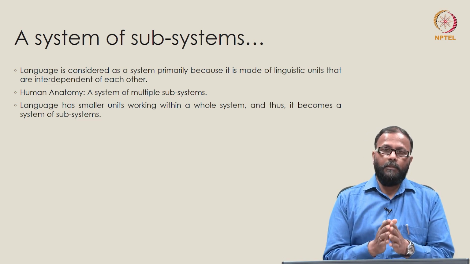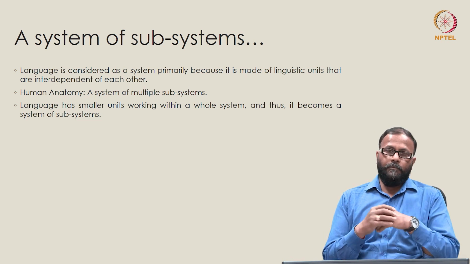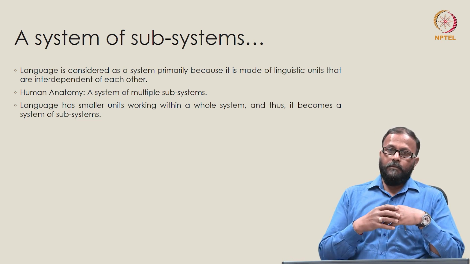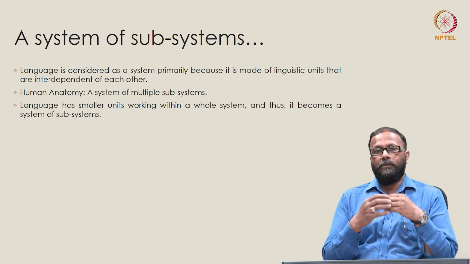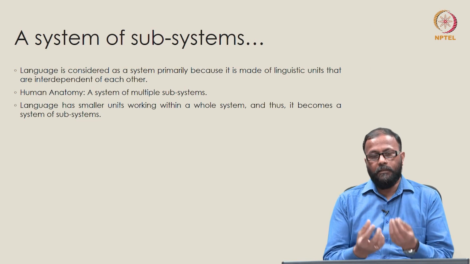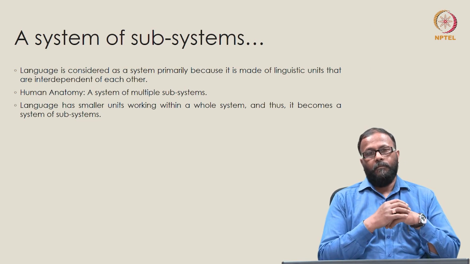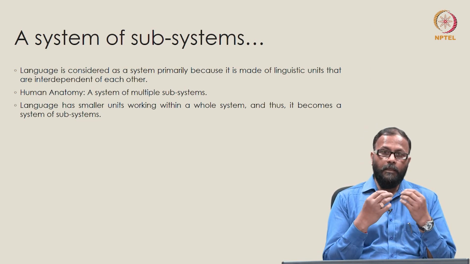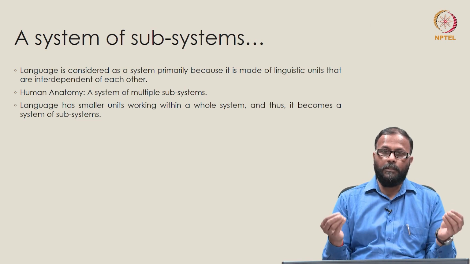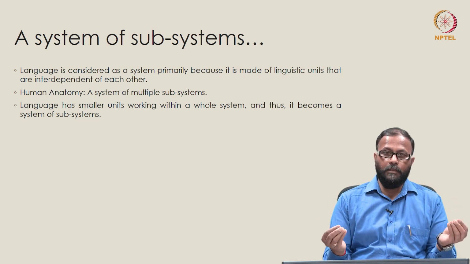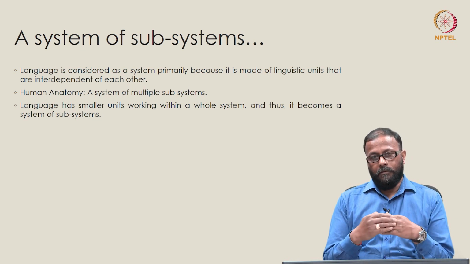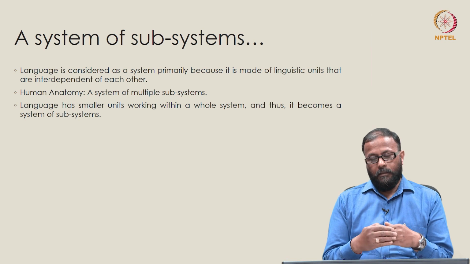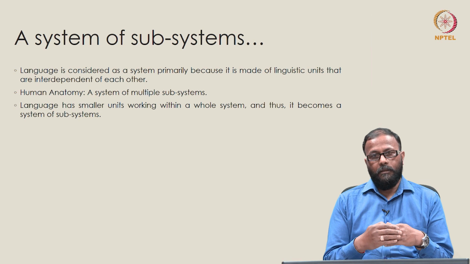Exactly in the similar analogy, we can understand language. Language has a system of sounds. Language has a system and rules of combining these sounds into words. Language has a system of combining these words into larger strings and chunks called utterances or sentences. Then each of these systems is a system within its own right, right?